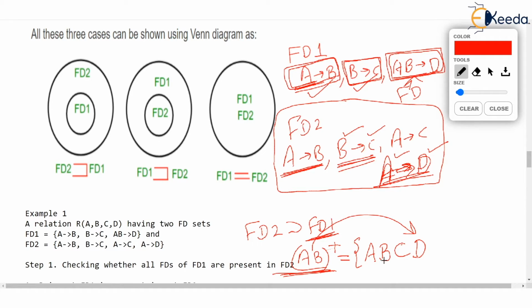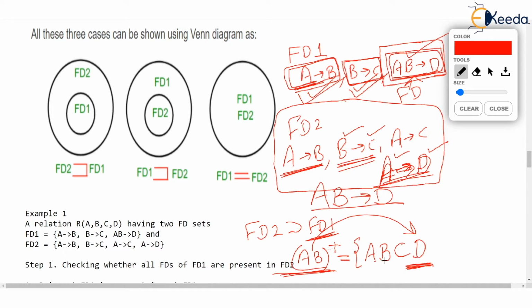So what we did, AB determines D, this third dependency was not there directly in FD2, but we found AB closure using FD2, and we found AB closure contains D. That means AB can determine D using FD2. So all the three dependencies, A determines B, B determines C, and AB determines D, can be determined by FD2. What that means is we have proved that FD2 covers FD1. I hope you have understood.